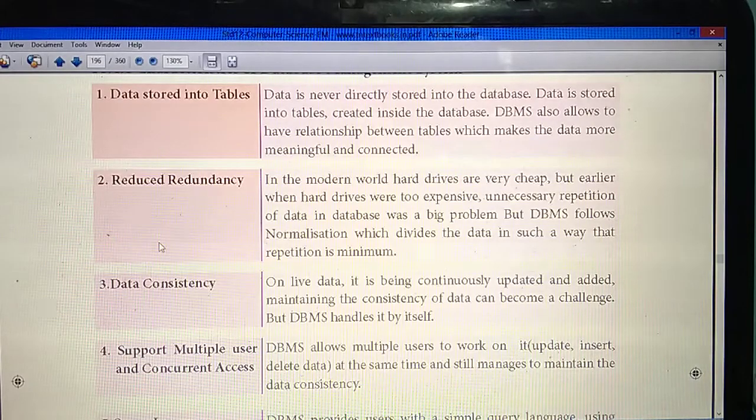Understand? So, for this redundancy, they are telling in a book. In olden days, each and every computer had a hard disk, isn't it? What's the purpose of hard disk?